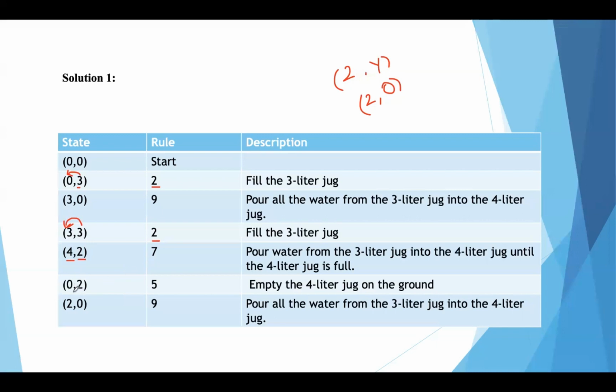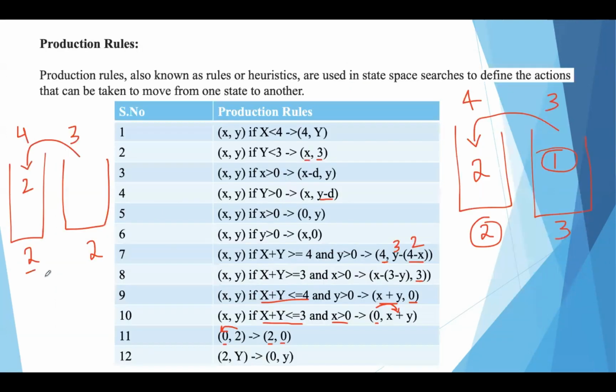And now our task is we need to pour all the water from 4-liter jug onto ground. So empty this 4-liter jug, which becomes 0, and this 3-liter jug remains the same. So this is rule 5. So when you empty or pour all the water from 4-liter jug onto ground, that is nothing but rule 5.